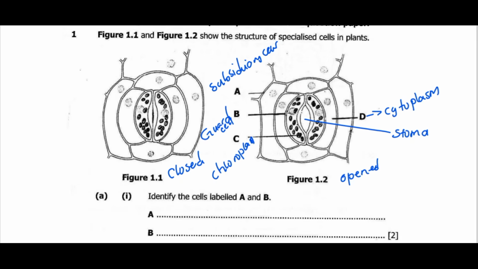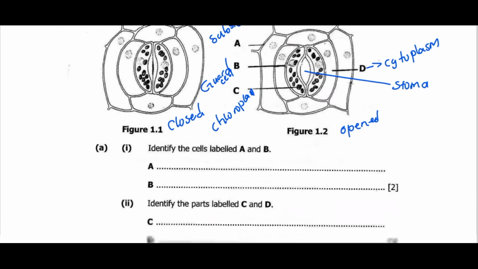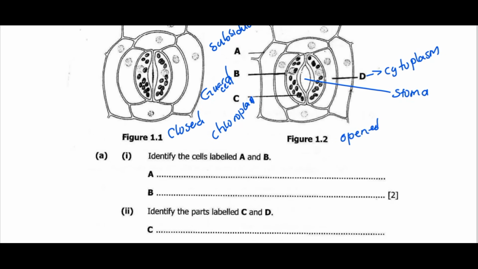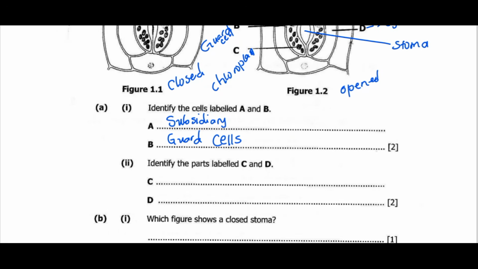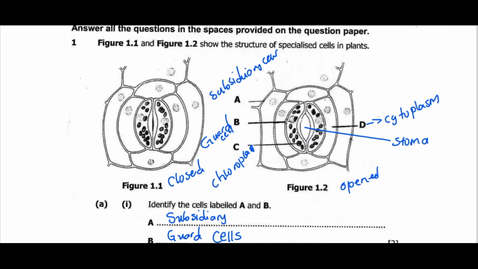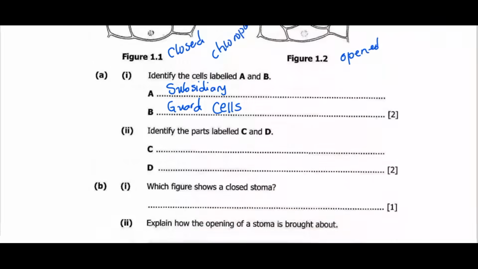Now let's look at the first questions. So question A, Roman number 1, identify the cells A and B. So A is subsidiary cells. Then our B will have guard cells. Then we have question 2, identify the parts labeled C and D. C is chloroplast, D is cytoplasm.